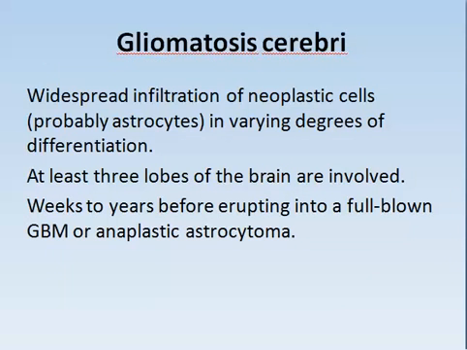In gliomatosis cerebri, we have widespread infiltration of the neoplastic cells in varying degrees of differentiation. At least 3 lobes of the brain are involved, weeks or years before erupting into full-blown glioblastoma multiforme or anaplastic astrocytoma. So gliomatosis cerebri means infiltration of neoplastic cells which can persist for a long time before converting into a full-blown picture of the glioblastoma multiforme or anaplastic astrocytoma.